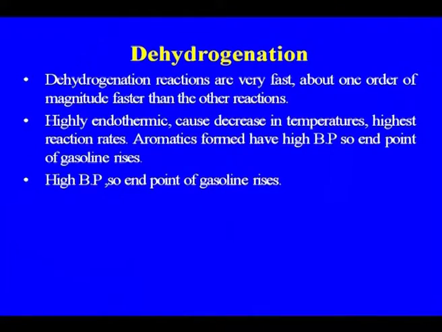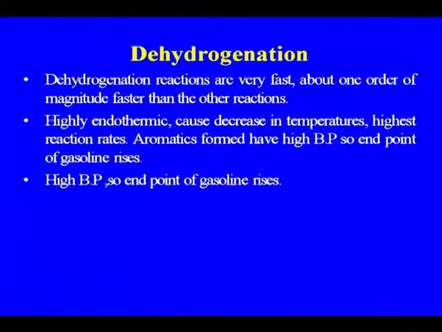Dehydrogenation reactions are very fast, about 1 order of magnitude faster than the other reactions, and this is the reason for the catalyst distribution in the reactors: less in the first reactor, more in the second, and much more in the third. The reaction is highly endothermic, causing a decrease in temperature, and has the highest reaction rate. Aromatics have a high boiling point, so the end point of the gasoline rises. That may be required because it affects the vapor pressure of the gasoline.